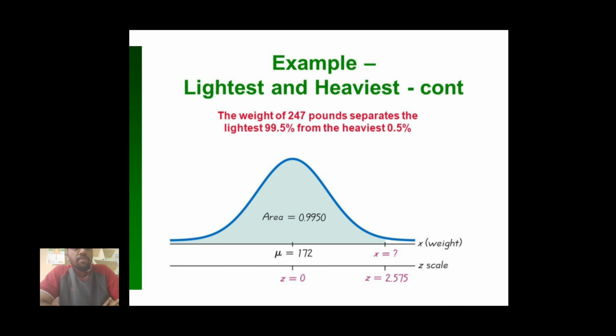The weight of 247 pounds separates the lightest 99.5% from the heaviest 0.5%. Area is equal to 0.9950, mu is equal to 172, and z is equal to 2.575, with x to be found. Thank you.